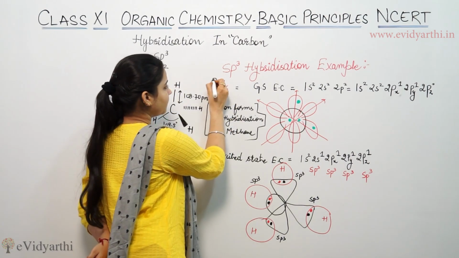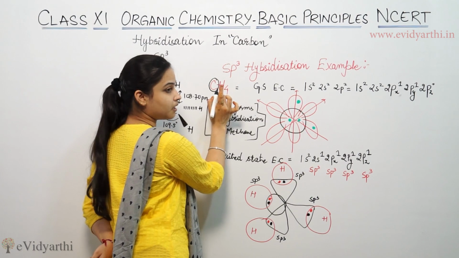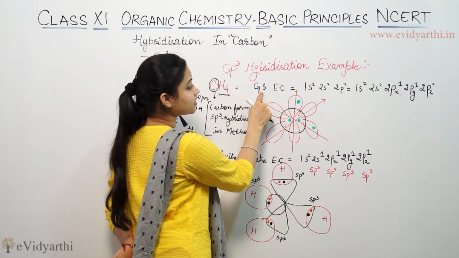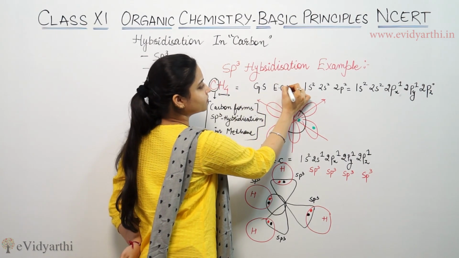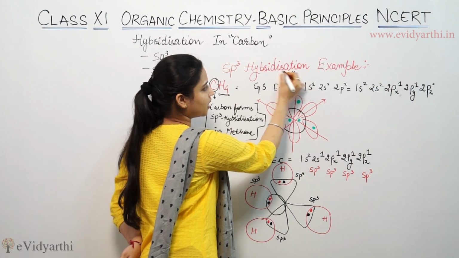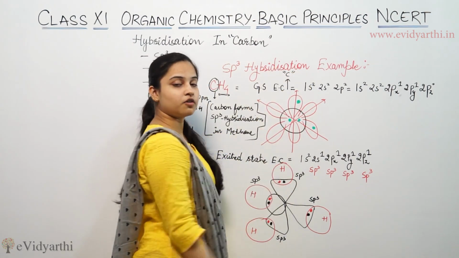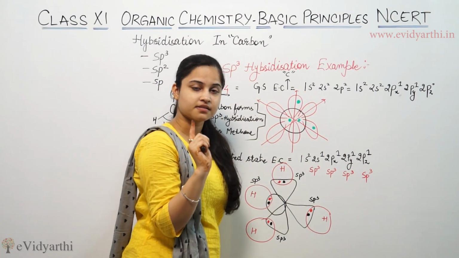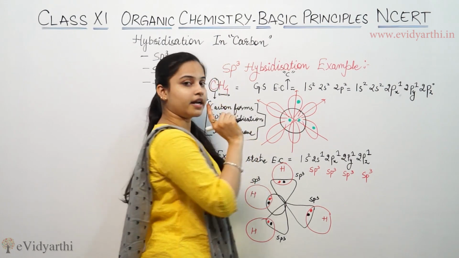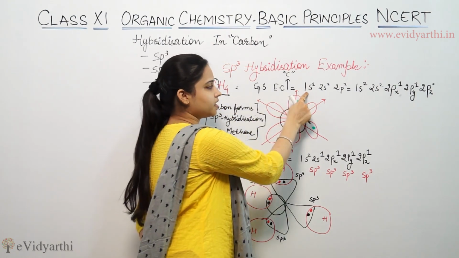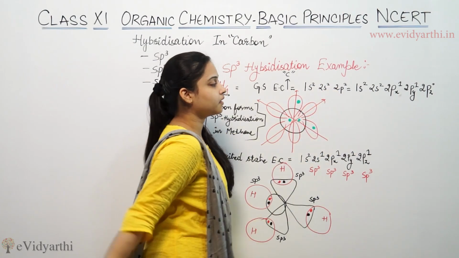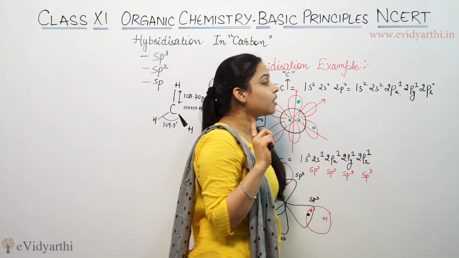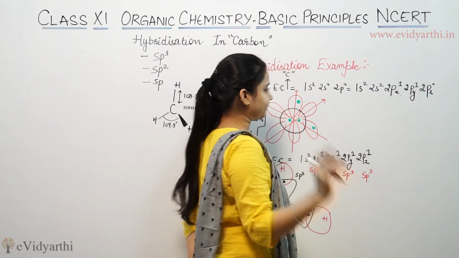In methane, we have one carbon and four hydrogens. Let's go on with the ground state electronic configuration of carbon. Because carbon has atomic number 6, the ground state electronic configuration will be 1s2, 2s2 and 2p2. We can describe it as 1s2, 2s2, 2px1, 2py1 and 2pz empty.